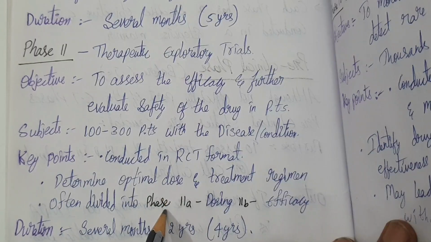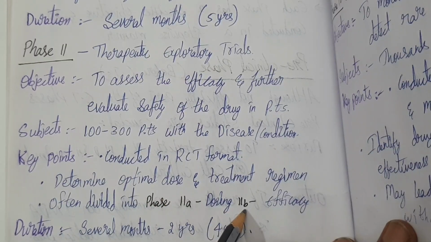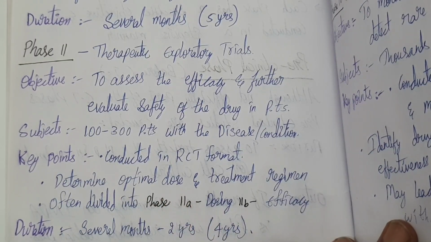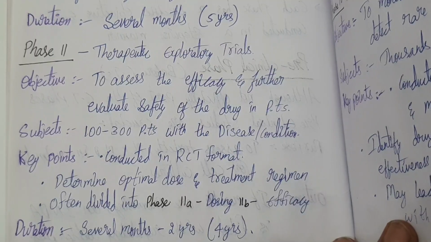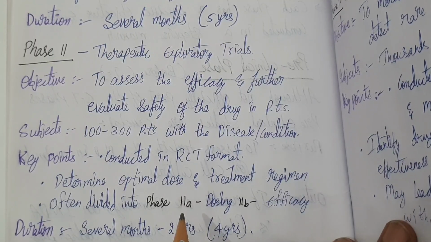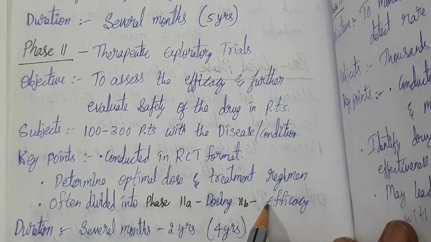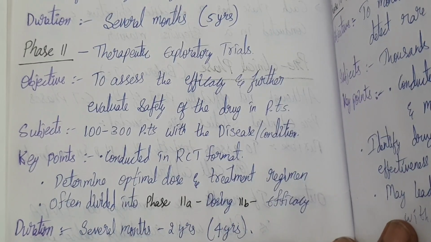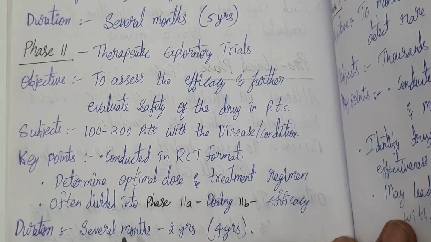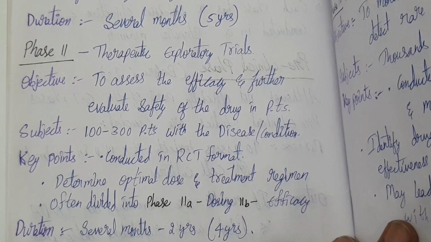It is often divided into phase 2A and phase 2B. While 2A focuses on dosing, 2B focuses on the efficacy of the drug. Its duration is several months to 2 years.